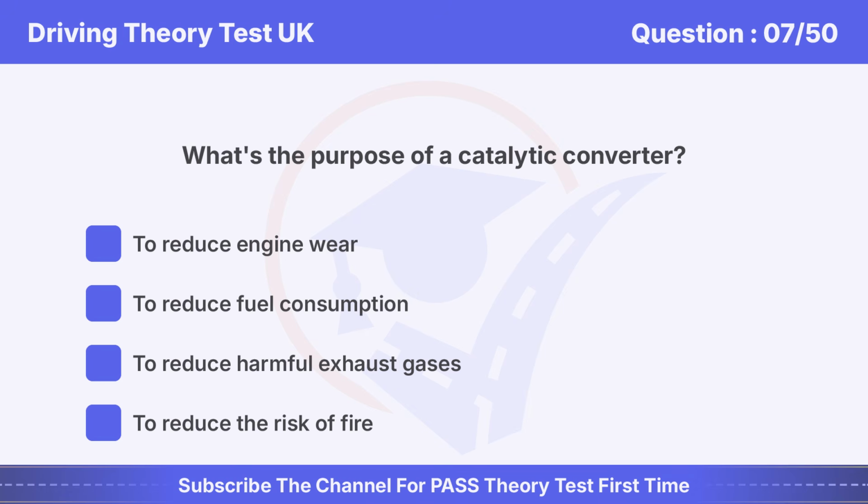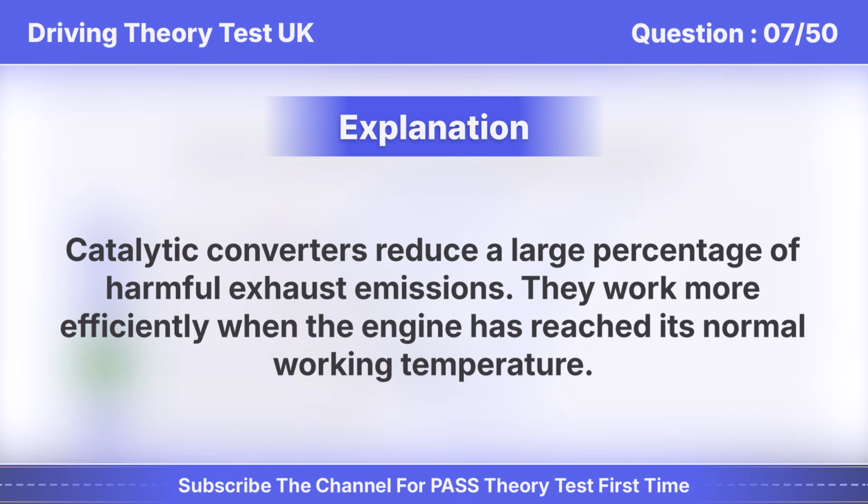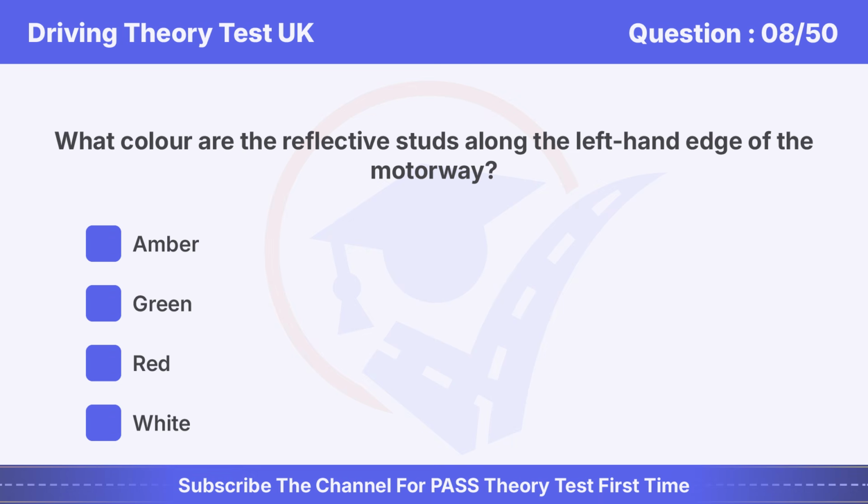Question 7. What's the purpose of a catalytic converter? Answer is C. To reduce harmful exhaust gases. Catalytic converters reduce a large percentage of harmful exhaust emissions. They work more efficiently when the engine has reached its normal working temperature.